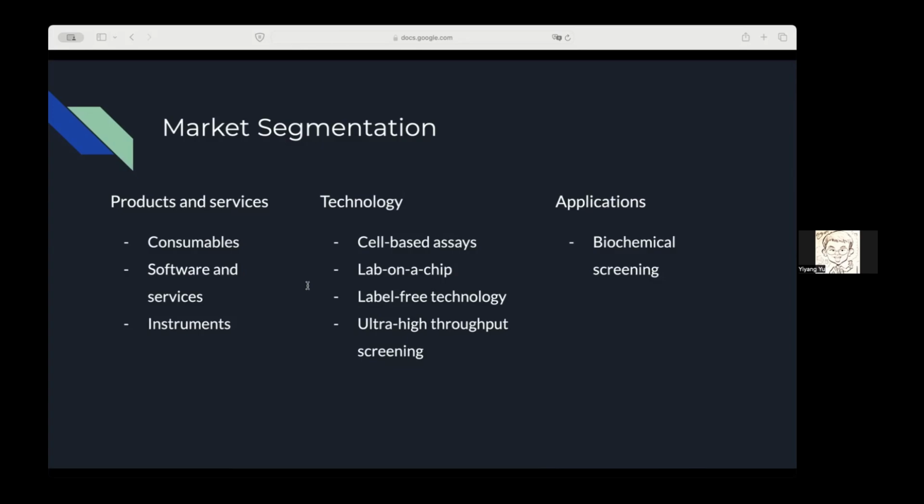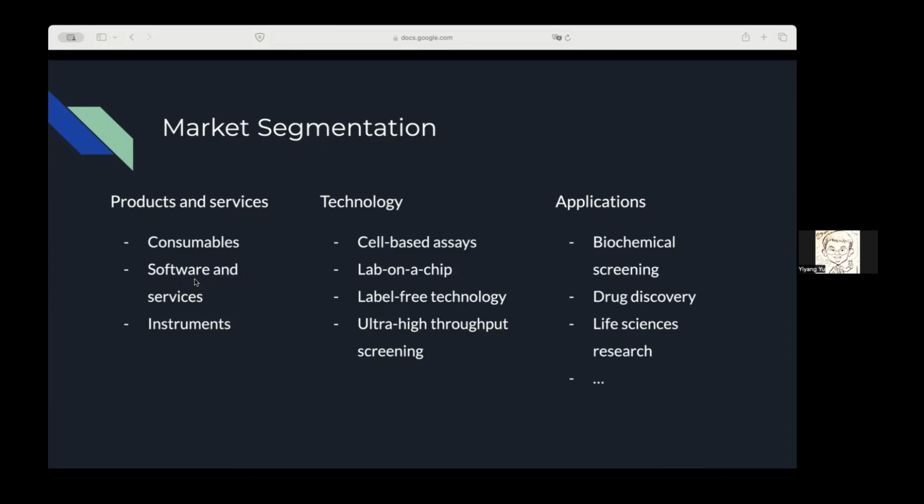This reflects the critical role of HTS in pharmaceutical research and development and an ongoing demand for new therapeutics. Biochemical screening remains a fundamental application of HTS used in various stages of the drug discovery process. And life sciences research benefits greatly from HTS technologies, enabling large-scale studies in genomics, proteomics, and other fields, et cetera.